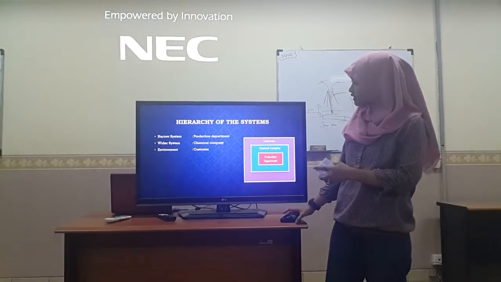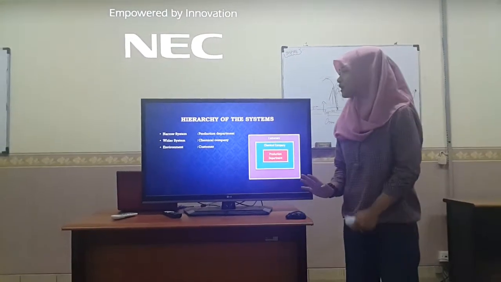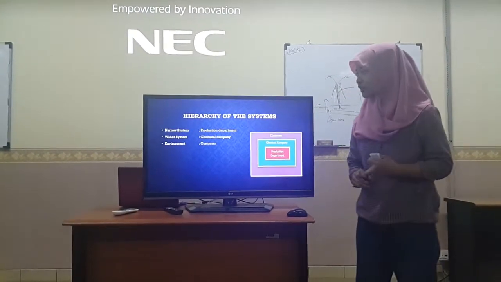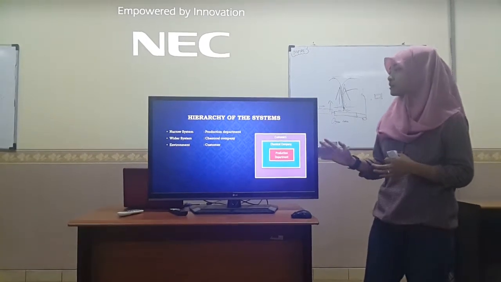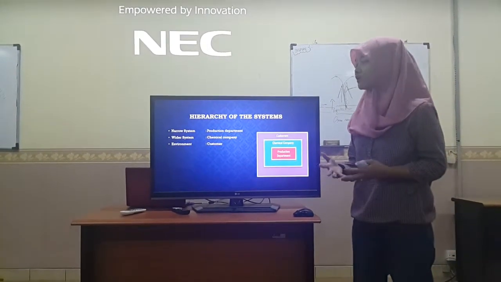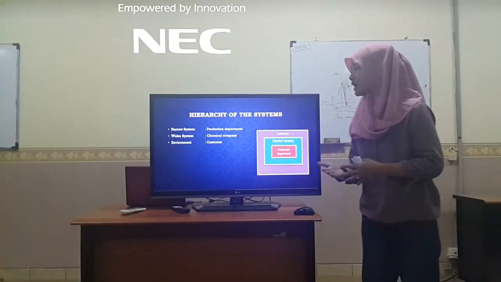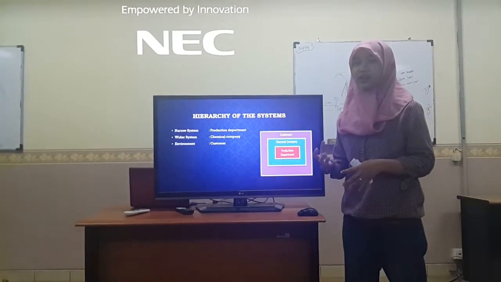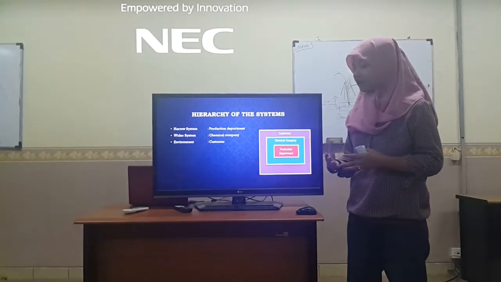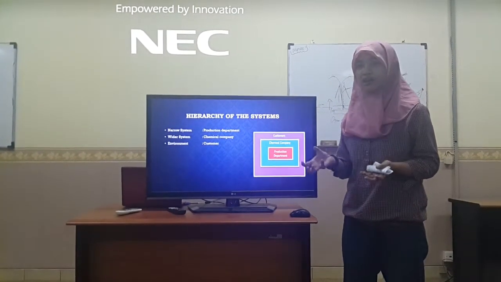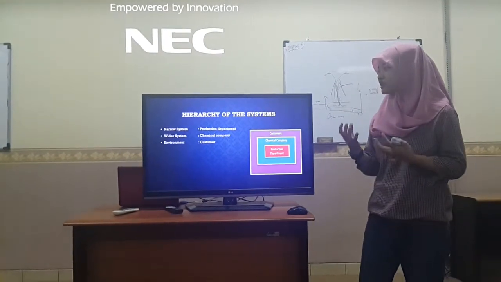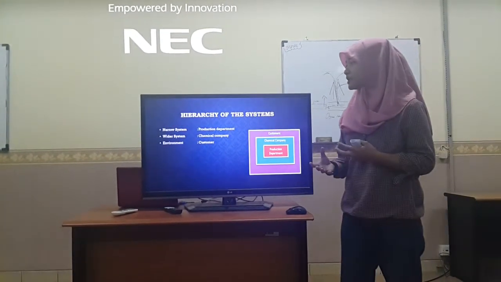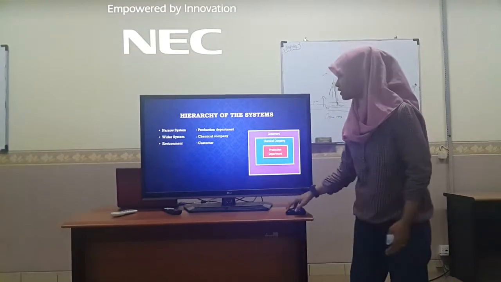And this is the hierarchy of the system. The hierarchy of the system consists of three: the narrow system, wider system, and environment. The narrow system is where the problem appears, and in this case, the problem appears on the production department. And the wider system is the wider area of the problem, and this is in the chemical company. And the environment itself is the customer.